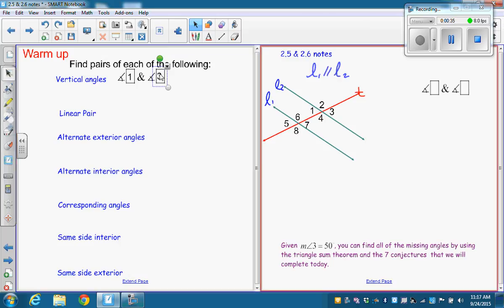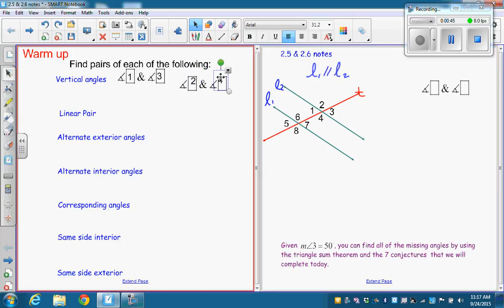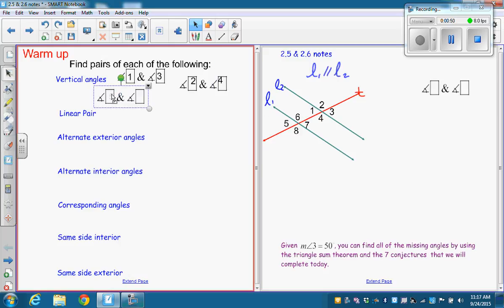Okay. What's another set of vertical angles? 2 and 4. 2 and 4, right? Okay, Amy, what's another set? 1 and 3, got that one. Oh, 5 and 7. 5 and 7, right? And then Allison, what's another set? 6 and 8. 6 and 8. Okay, so those are review.